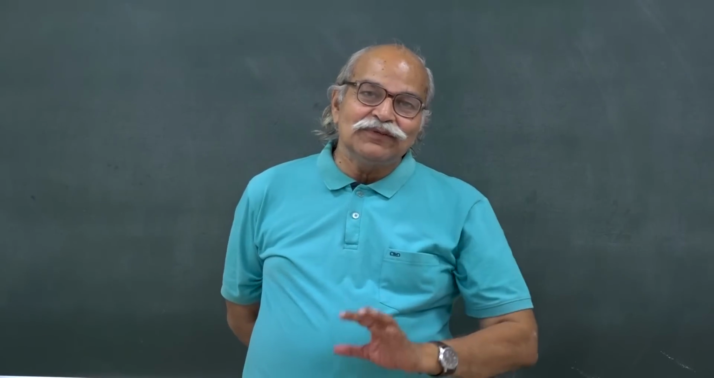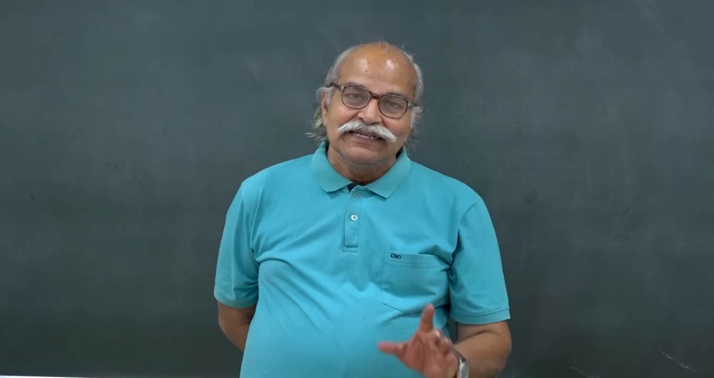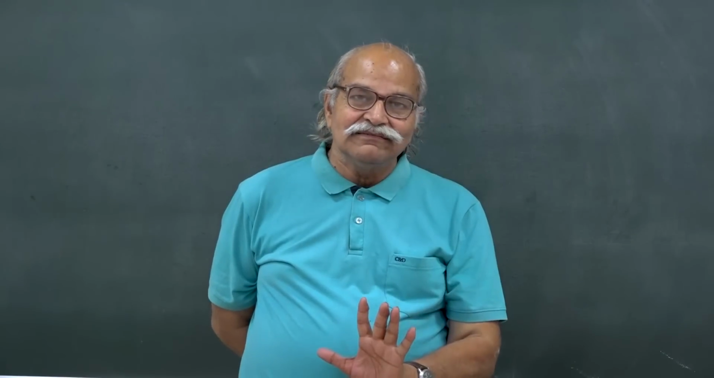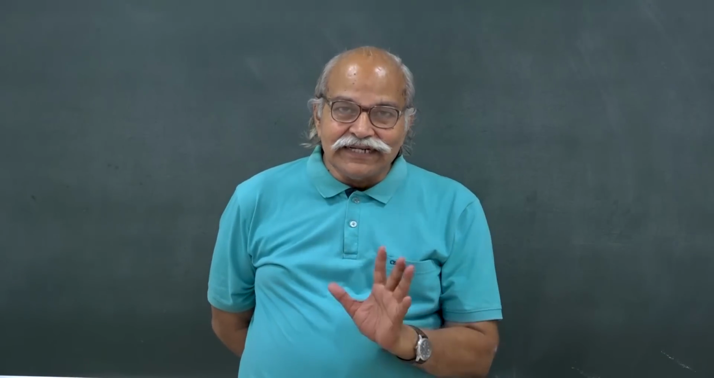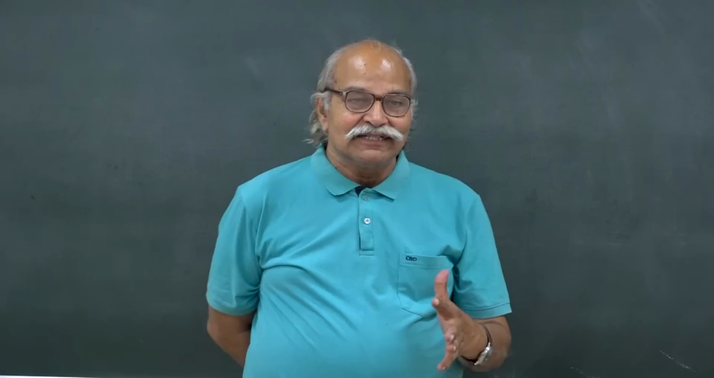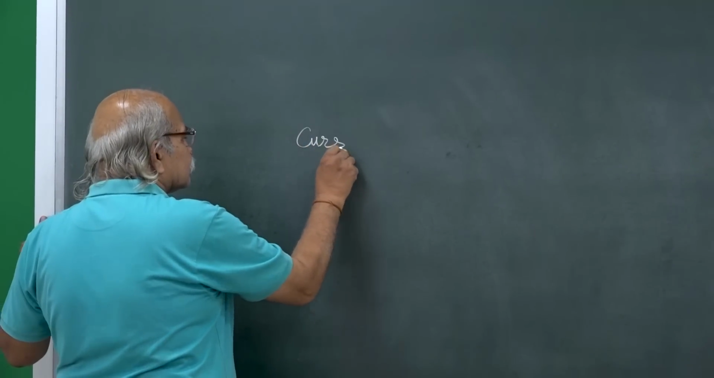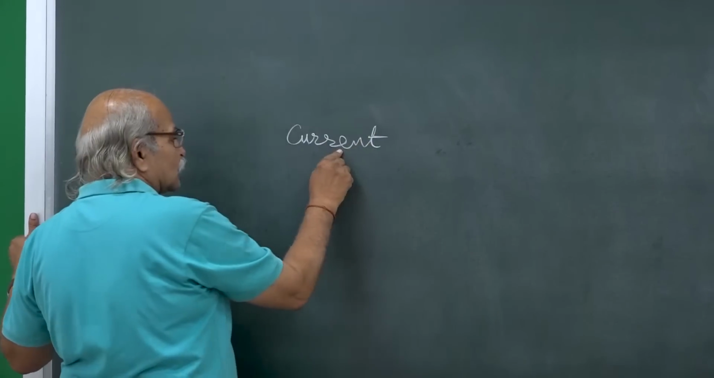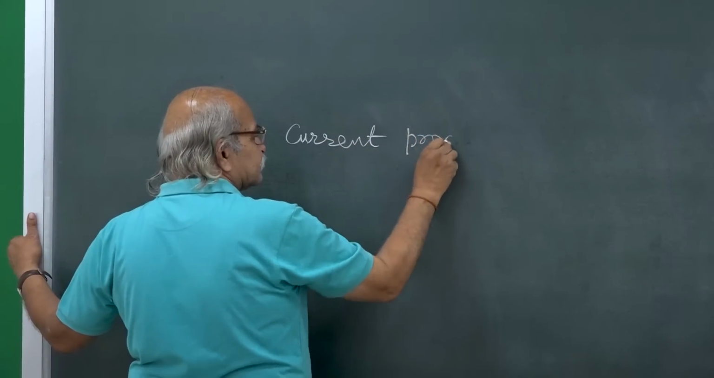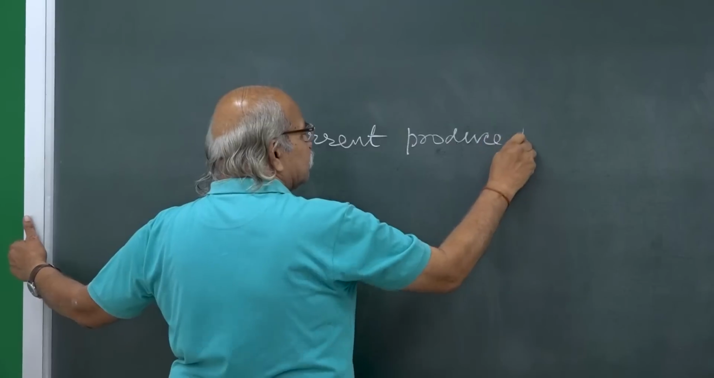So, basically both the sources that we have shown is just one physics of it. There is a current and that produces magnetic field. So, that is it, the current. This is the source, current produces B field.